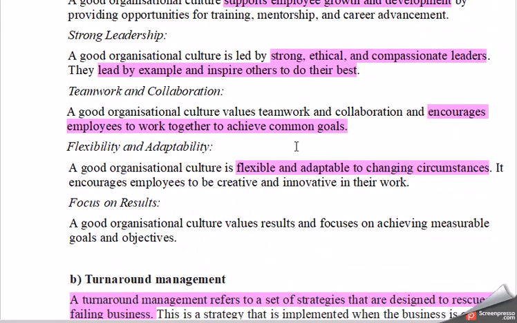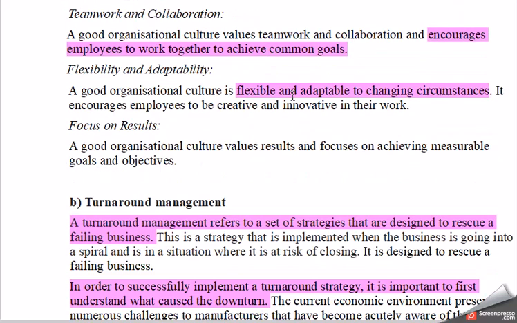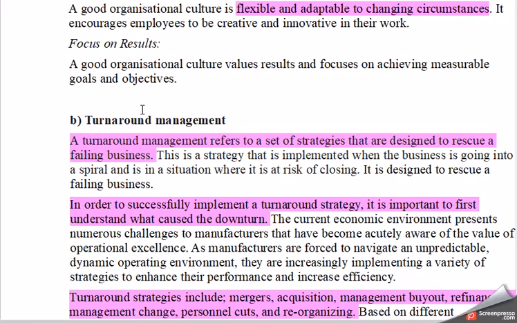career advancement. Strong leadership. A good organizational culture is led by strong, ethical, and compassionate leaders. They lead by example and inspire others to do their best. Teamwork and collaboration. Encourage employees to work together to achieve common goals. Flexibility and adaptability. People should be flexible and adaptable to changing circumstances. So you have to encourage employees to always be flexible and adaptable. Focus on results. A good organizational culture values results and focuses on achieving measurable goals and objectives.